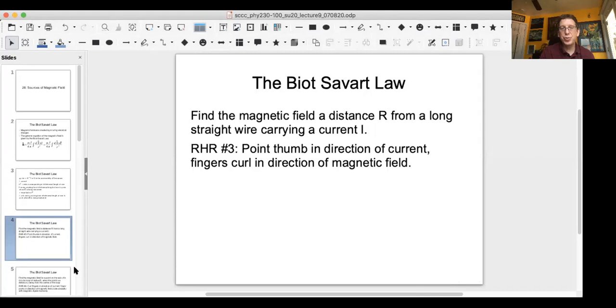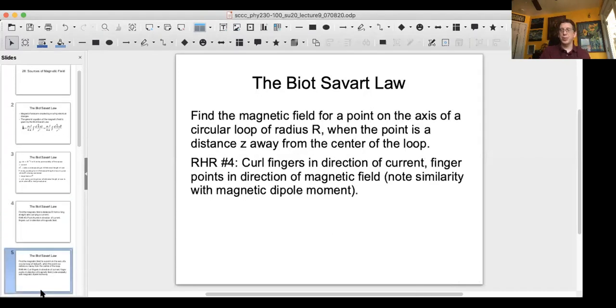That brings us to our next example of the Biot-Savart law. We're going to find the magnetic field for a point on the axis of a circular loop of radius capital R. Again, we're going to distinguish between capital R and script R, which is the vector. The point is a distance z away from the center of the loop, where z is a point along the axis. So we're going to define the z-axis as the axis of the loop, and the loop itself is going to be in the xy plane. So let's get back to the whiteboard.